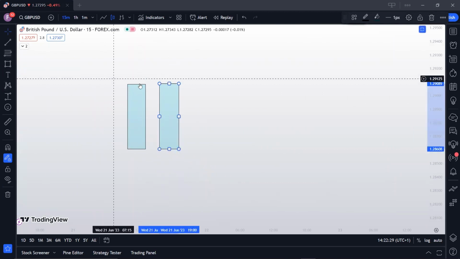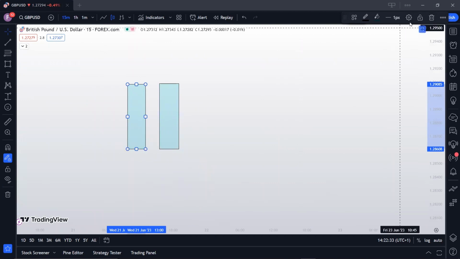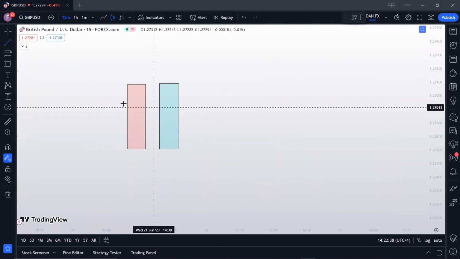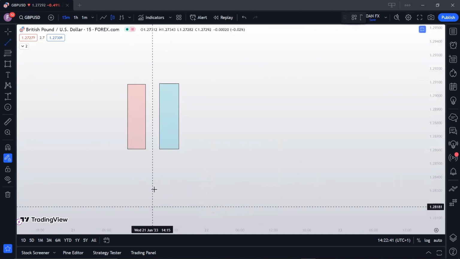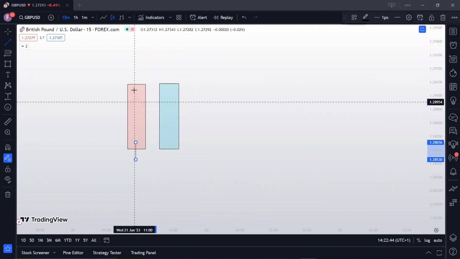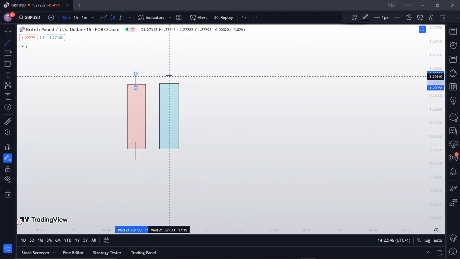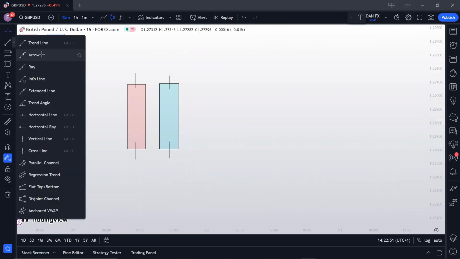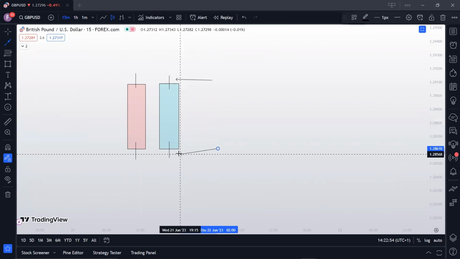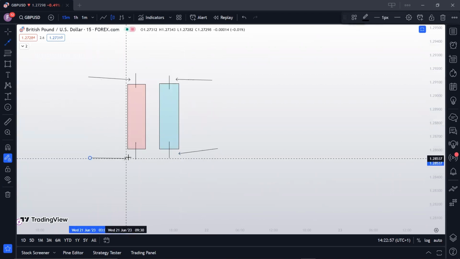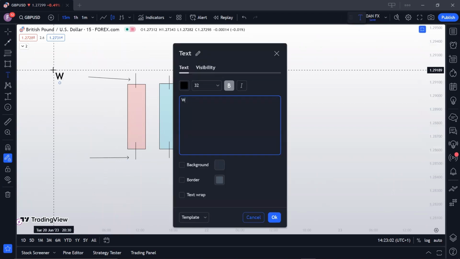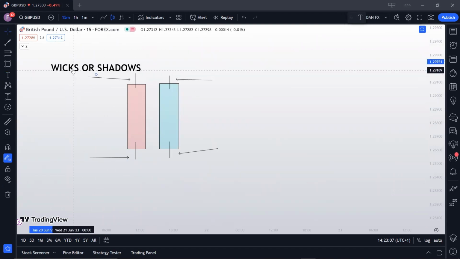One might be red. So let's say this is red. Let me change the color to red. So this is called the body of the candle. This is the body, and then they have lines at the top and at the bottom of each candle, like this. Now these are called wicks. These two lines at the top and at the bottom of the candle, they call it two names. Basically, they call it wicks or shadows.